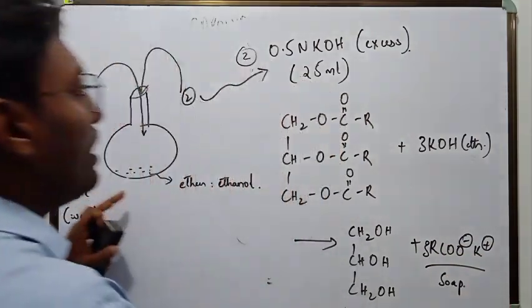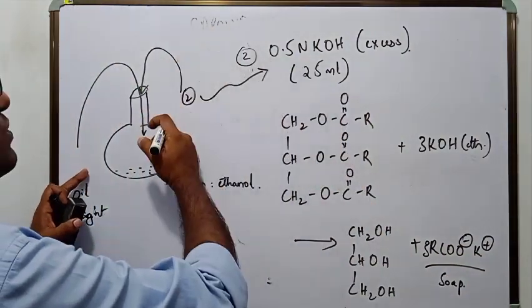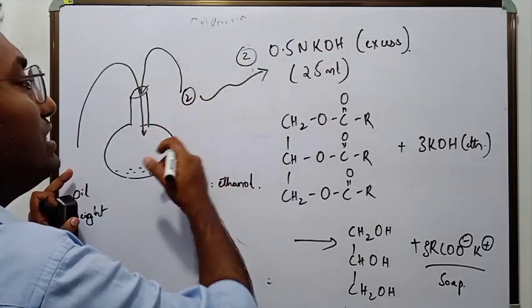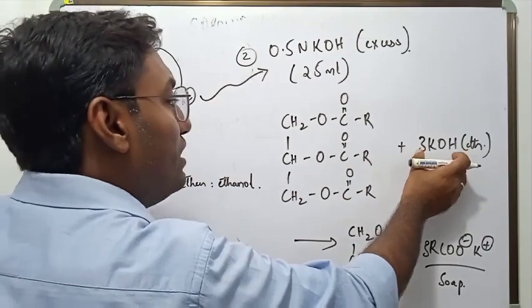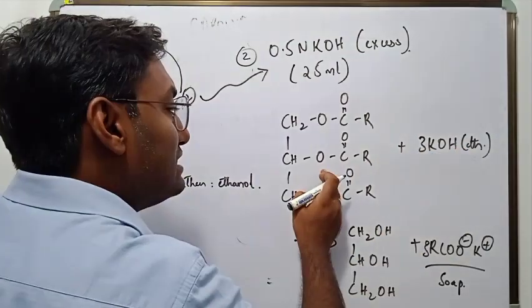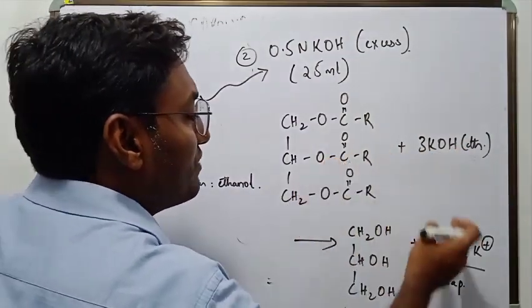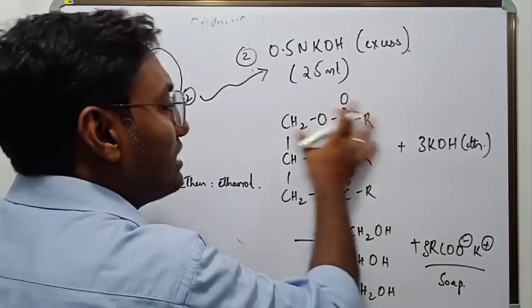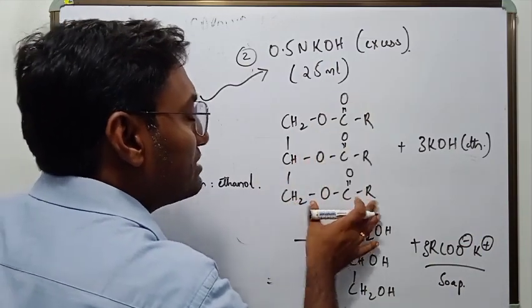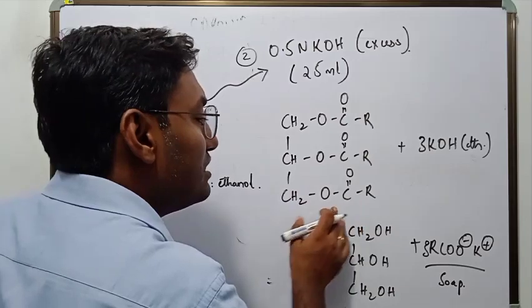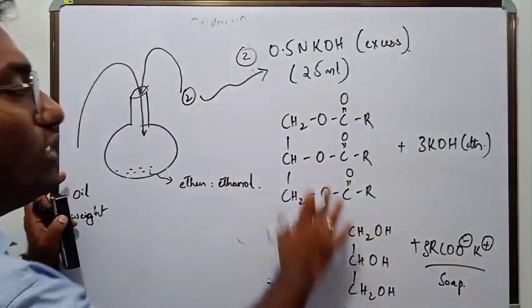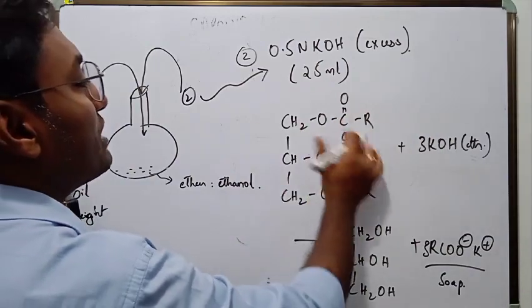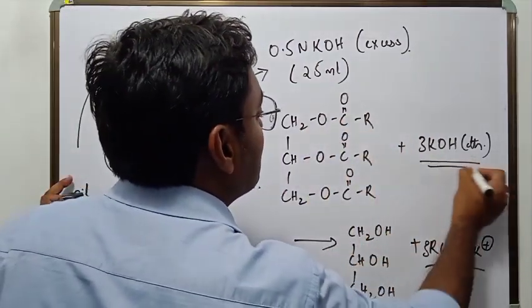So when you add 0.5 normal KOH, an excessive amount of it, some amount of KOH will react with the triglyceride molecule, and it will convert the triglyceride molecule, however much weight it is, into soap. So you have subjected it to saponification by alkaline hydrolysis.